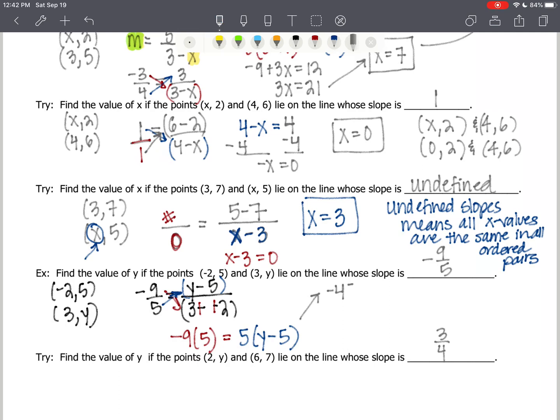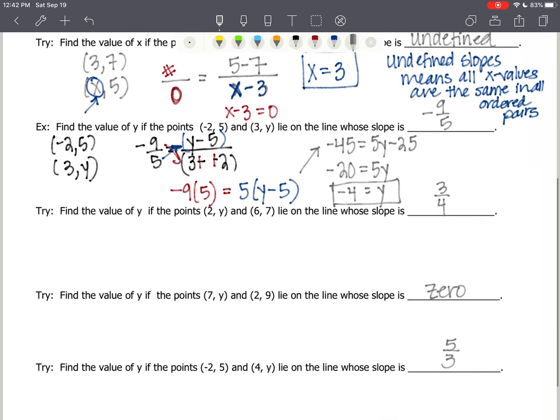That's going to give us negative 45 equals 5y minus 25. Add 25 to both sides, and we get negative 20 equals 5y. Y equals negative 4. So that's the value of y that would give us a slope of negative 9/5.